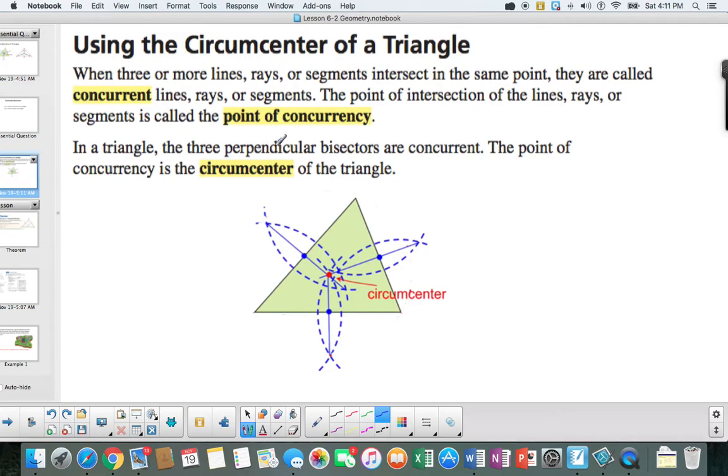In this particular picture, we're going to have three perpendicular bisectors. You can see they're in blue. Right here, here's our construction. And when all of these lines meet at one point, that's called a point of concurrency. This particular point is called the circumcenter. It's called the circumcenter because it's the point of concurrency for the three perpendicular bisectors.